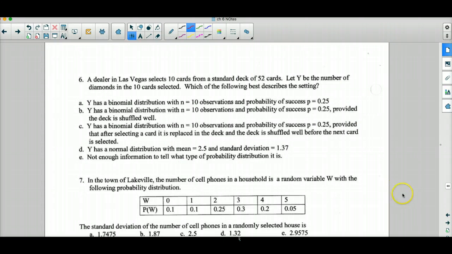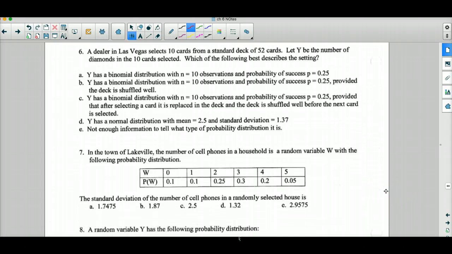A dealer in Las Vegas selects 10 cards from a standard deck of 52 cards. Let Y be the number of diamonds in the 10 cards selected. Which of the following best describes this setting? Is this a binomial distribution?